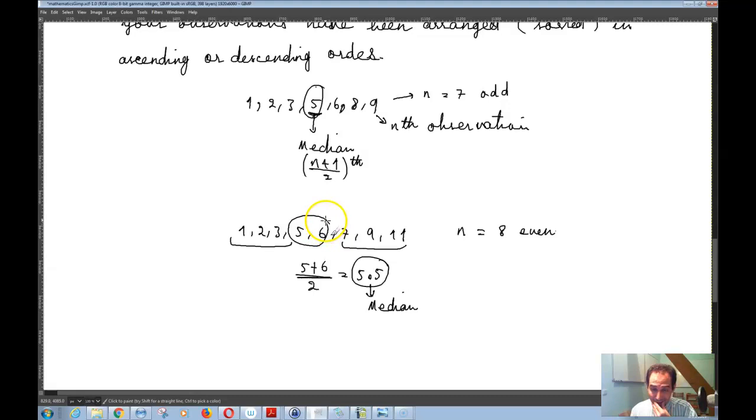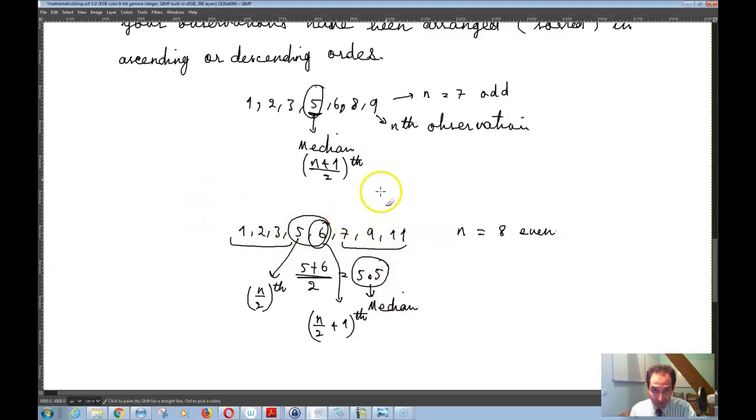So in cases where the number of observations is even, you will get two numbers, and then you will have to calculate the average of those two numbers. The average will be the median of your data. This term over here can be given by the n divided by 2th term, and this term over here can be given by the n divided by 2 plus 1th observation. So you find the n divided by 2th observation and the n divided by 2 plus 1th observation, take the average of these two observations, and that will give you the value of the median of the data.